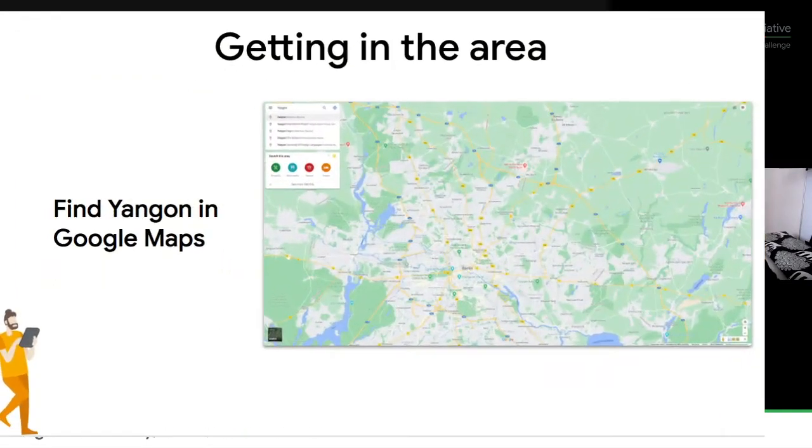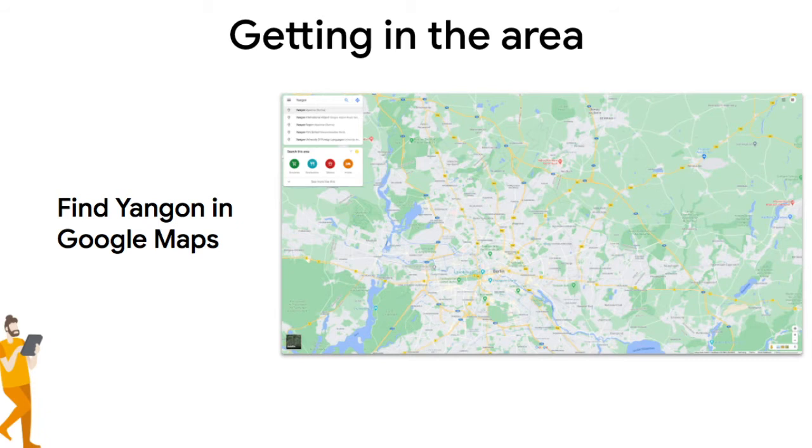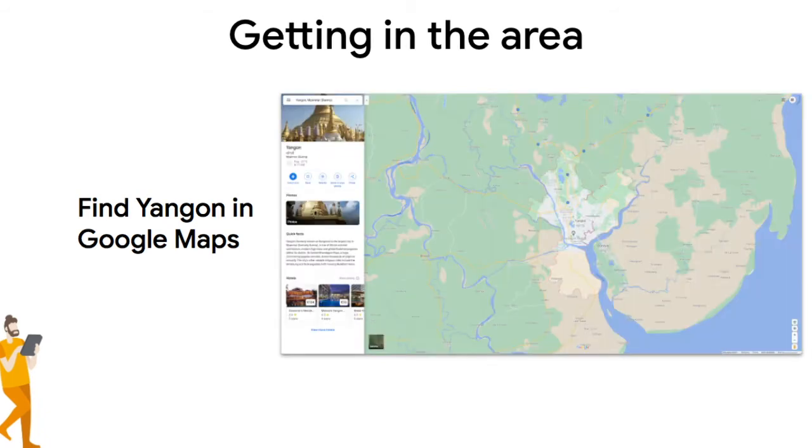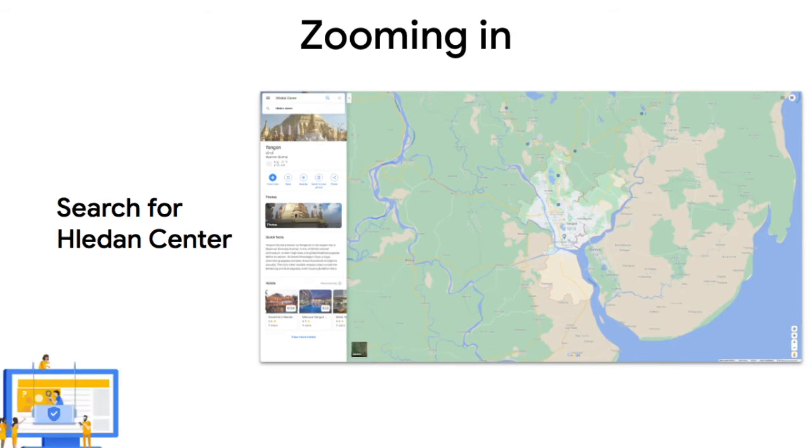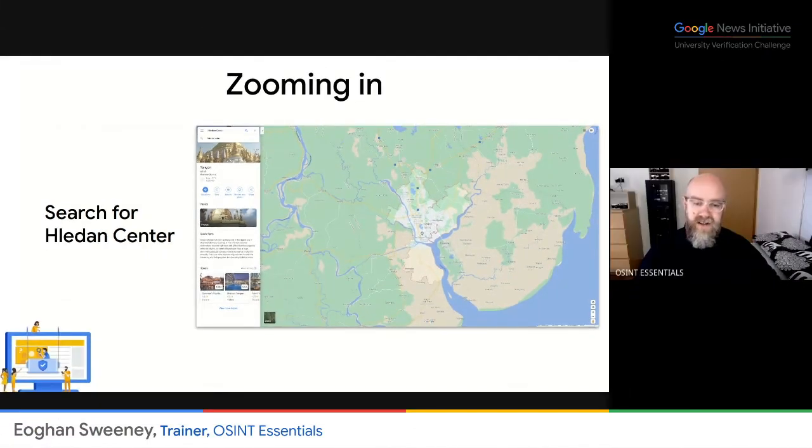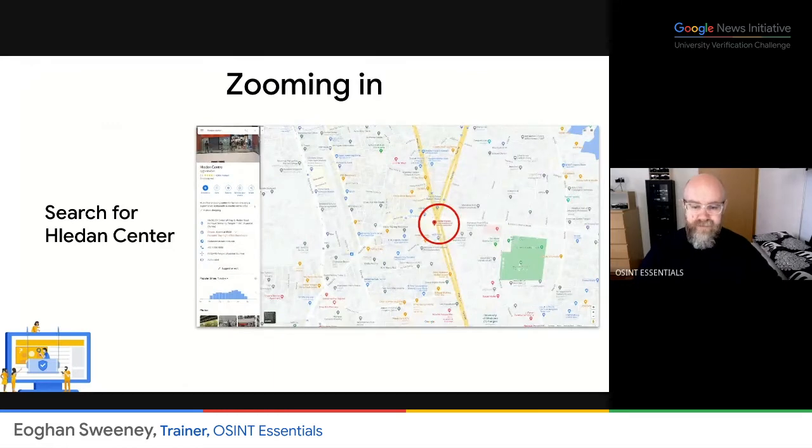So first of all, you need to get into the general area. Well, it has told you that it's in Yangon, so you just simply search that on Google Maps, and that will take you to the city of Yangon. Once you're there, you can get in closer. Search for Ledan Center. Again, this was mentioned in the description of the video. So if we search for that, we find it here.